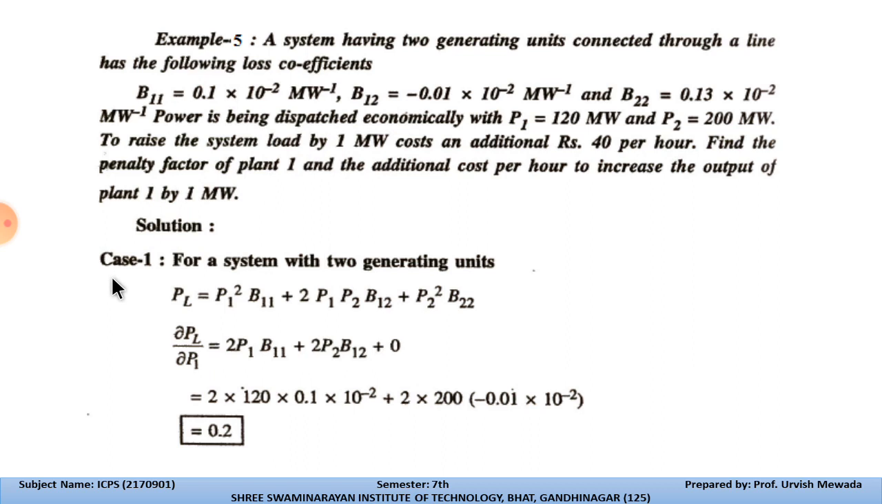First of all, case number 1. For a system with two generating units, the loss equation is PL equal to P1 square B11 plus 2 P1 P2 B12 plus P2 square B22. So del PL by del P1 of this equation is 2 P1 B11 plus 2 P2 B12 plus 0. After putting the values given in the data, 2 into 120 into 0.1 into 10 raised to minus 2 plus 2 into 200 into minus 0.01 into 10 raised to minus 2, del PL by del P1 is equal to 0.2.